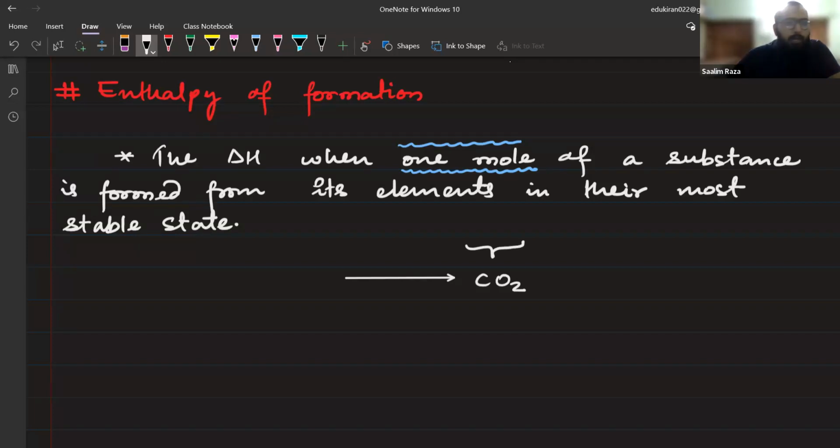Now tell me, carbon dioxide, it is made up of what elements? Carbon and oxygen. So how will you get carbon? If I talk about the elemental state or the most stable state of carbon, any idea, guys? Anyone? Harsha, Abdul Hamid, Martin, or Siddiqa? Carbon, most stable state?